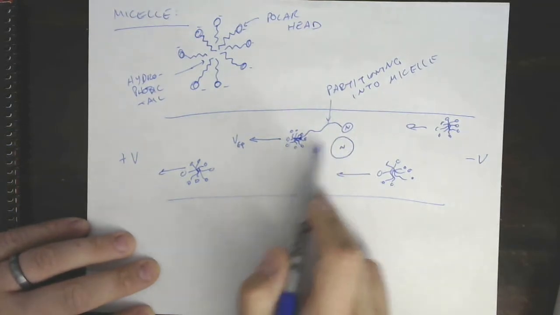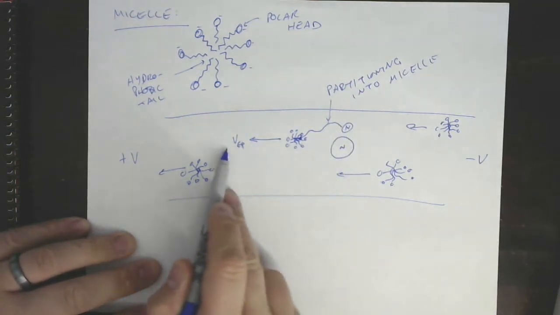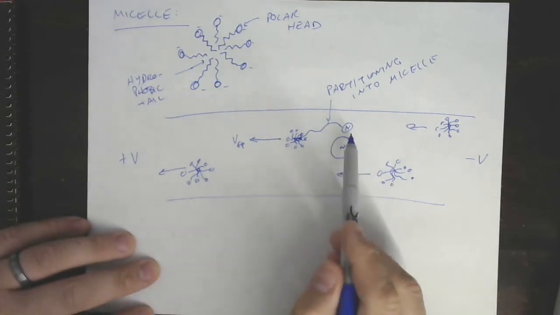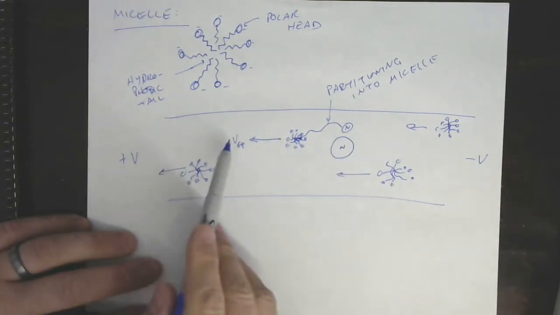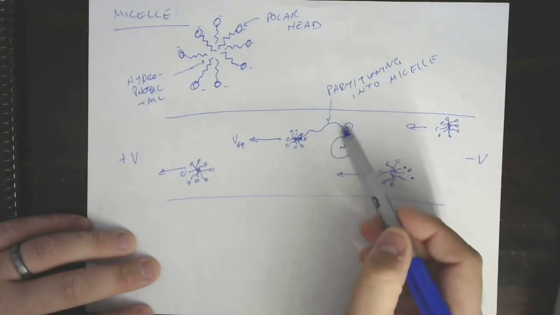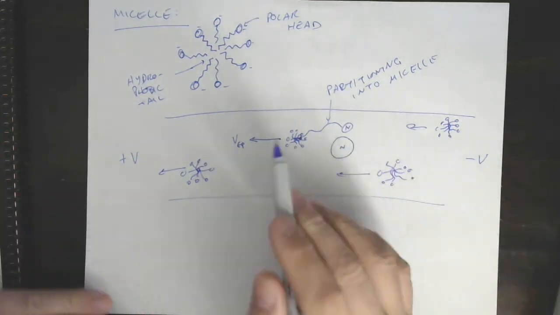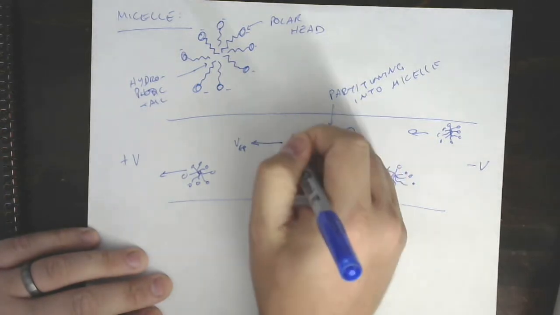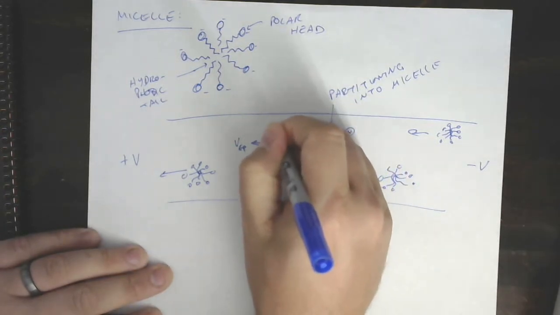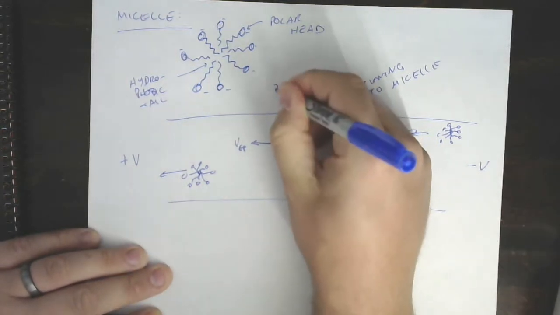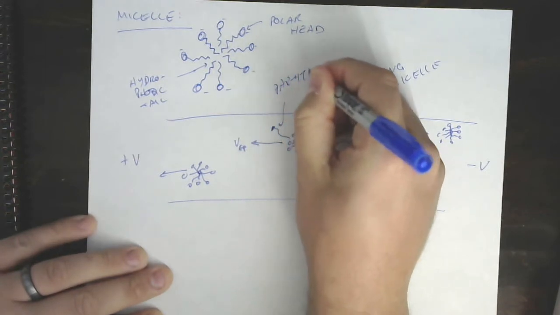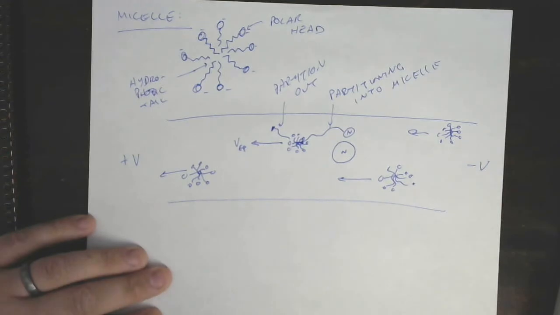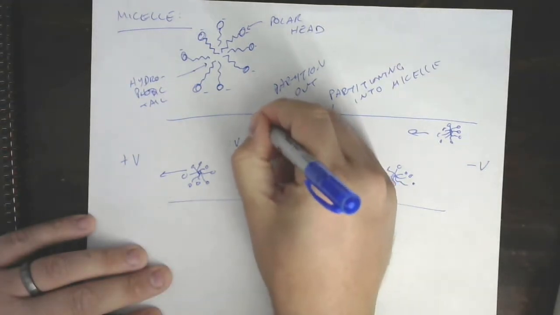And once it's done that, this neutral now has the electrophoretic velocity of this micelle. It's going to get carried along with it. Eventually, it's going to enter some space where the local concentration of this thing is very low. And then we know Fick's law of diffusion says this thing's going to leave. It's going to partition out. So eventually, it will partition out of the micelle, this neutral, and it ends up over here.